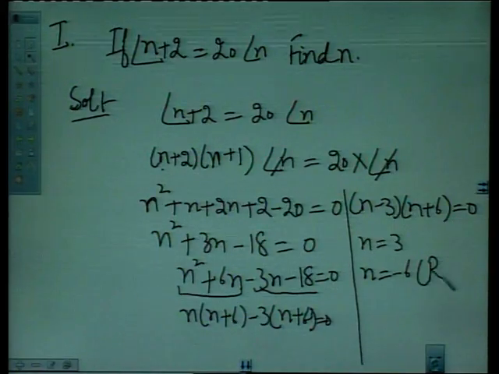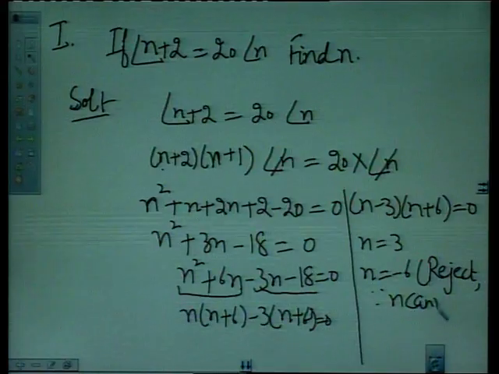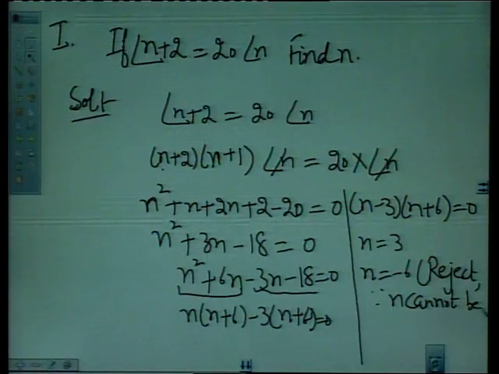We have to reject it. Why do we reject n is equal to minus 6? Because n cannot be negative. We cannot define factorial of negative numbers. n cannot be negative. Therefore, n is equal to 3 is our answer.